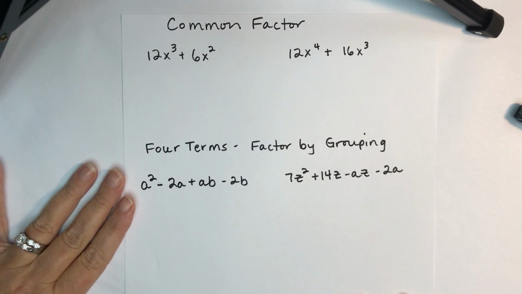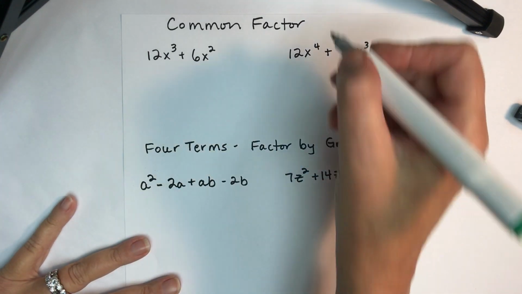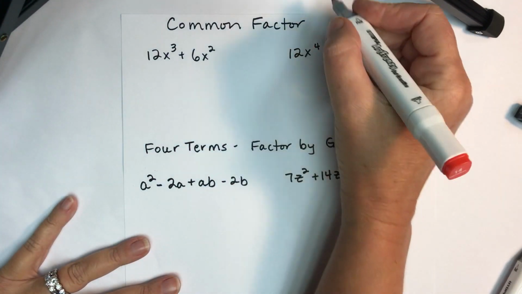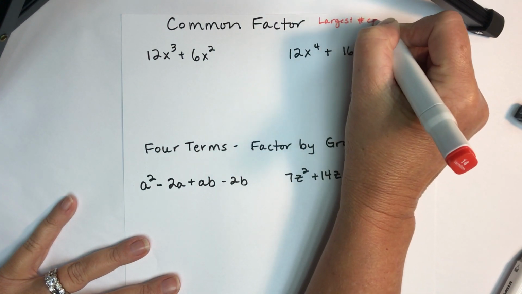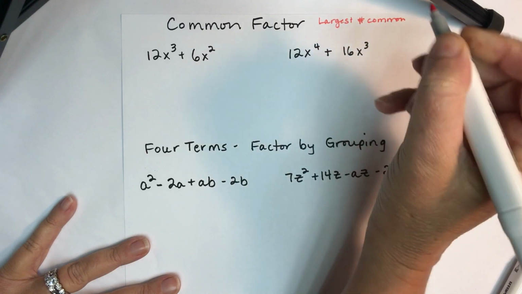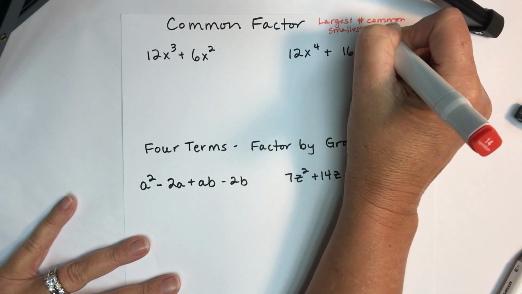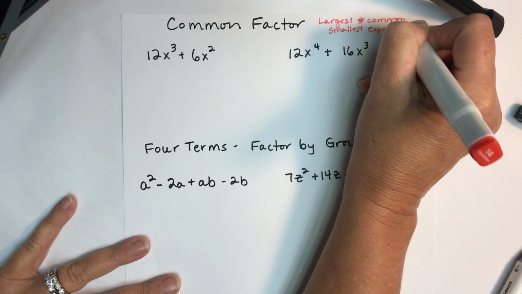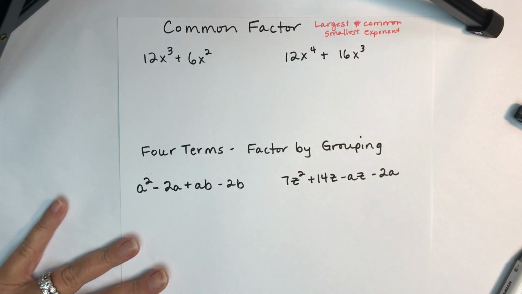Okay, now let's look at factoring out a common factor. So when you have a common factor, what you want is the largest number they have in common, but actually the smallest exponent. So what I mean by that is, you're always going to go to your smallest number first.